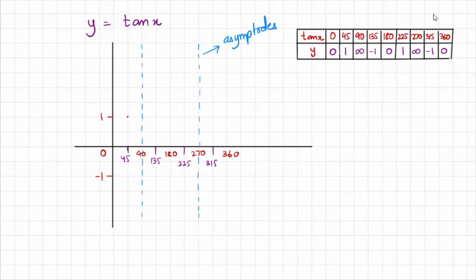At 45, it's 1; 135, minus 1; 180 is 0; 225, 1; 315, minus 1; and then 360 is 0. Now see how I am making it. It has to be very smooth. It's not going to meet this because it's an asymptote. The graph does not meet your asymptotes. It's going to be like this and like this. So this is the graph of y equals tan x.